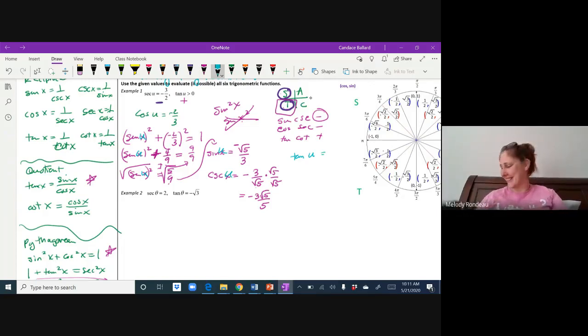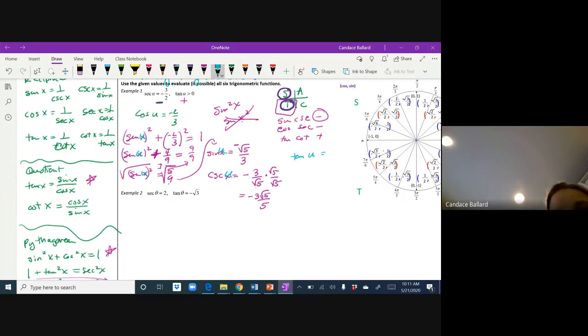All right, so I know I got to get the sine over the cosine. So the sine is this guy right here, negative square root of 5 over 3. And the cosine is this one right here, negative 2 over 3. And the double negative we know is going to go positive.